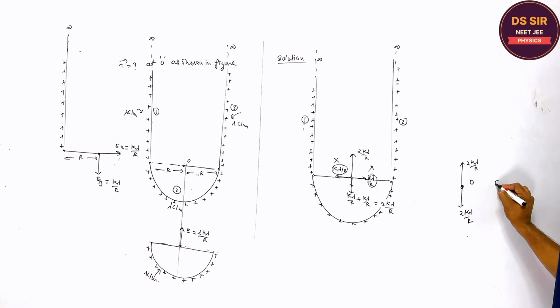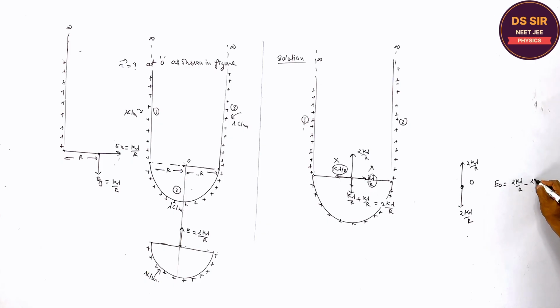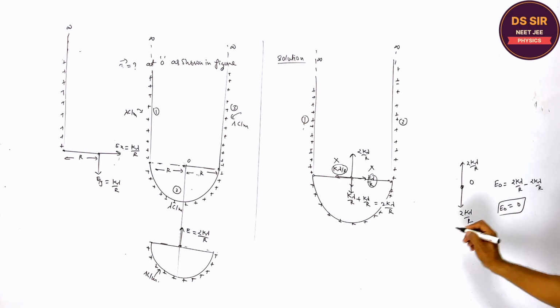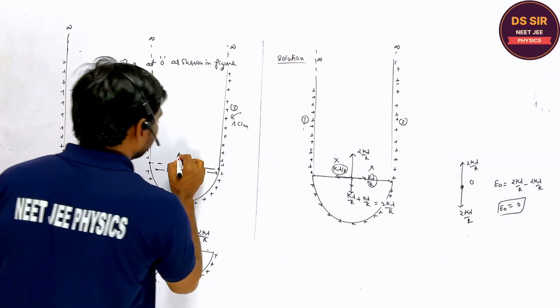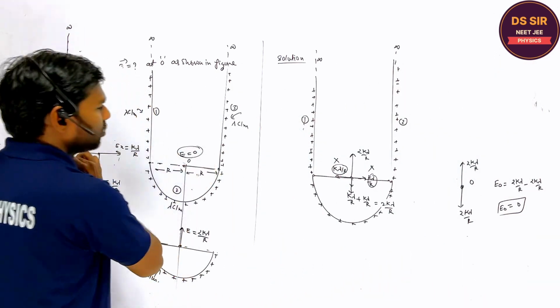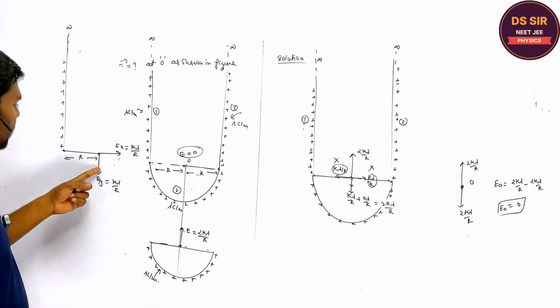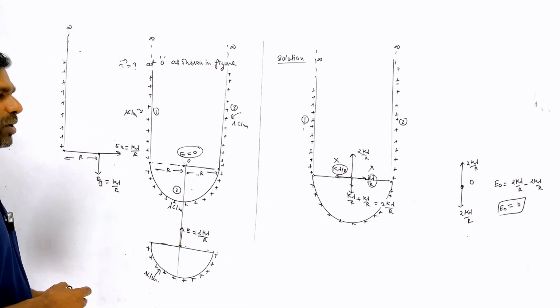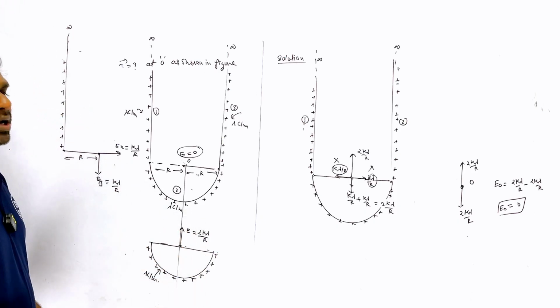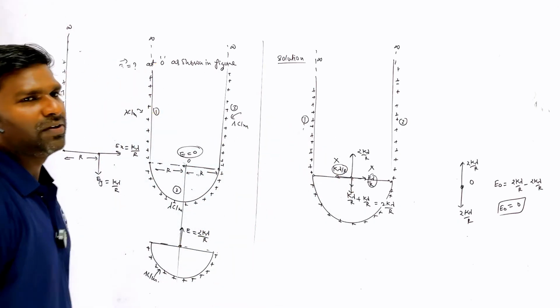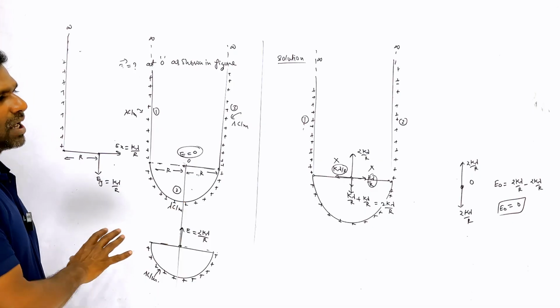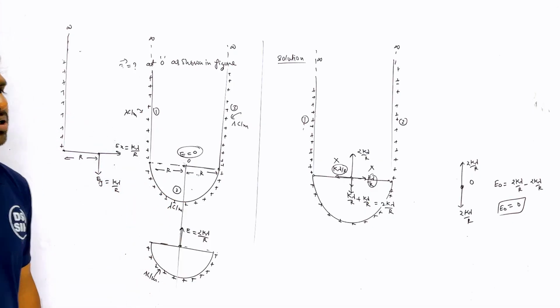So what is the net electric field at O? 2k lambda upon r minus 2k lambda upon r, it is 0. So the electric field at this point is 0. Are you getting or not? So in this way, if you know the formula for the x-axis and y-axis components due to the semicircular arc, then you are able to find the electric field at this point. This type of question is asked in JEE Advanced. Copy this.